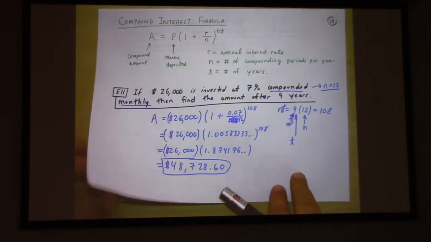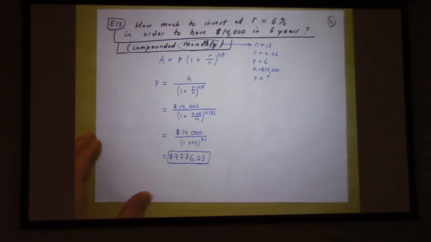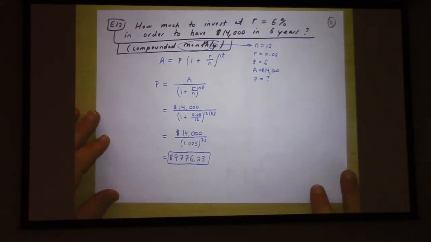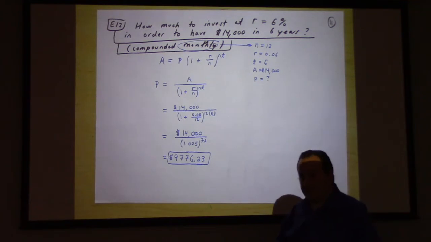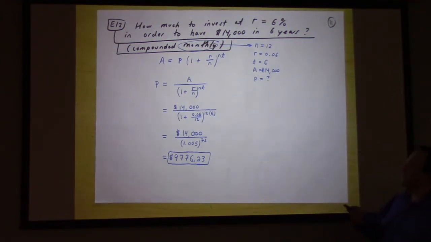So the problem I haven't talked about yet in class was this one, all right? So here the question is a different question, right? So the question is, how much do you have to invest at 6% in order to have $14,000 in 6 years, right? And we're compounding monthly, okay? So how does that work? Well, it's again governed by the compound interest formula. But this time, your book gives a different name to this. I forget what it is, but if you can do algebra, you just solve for P.